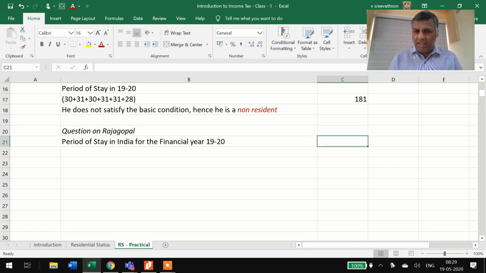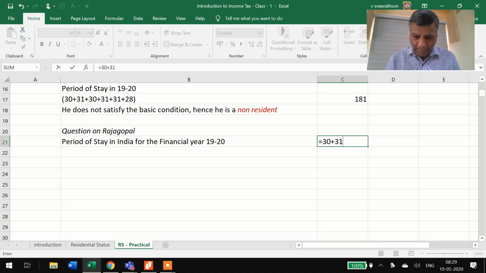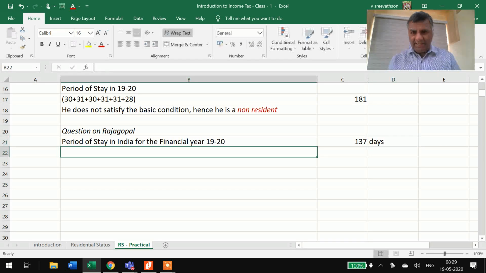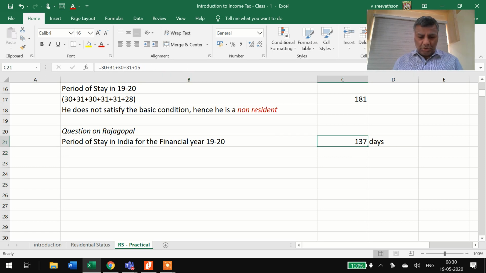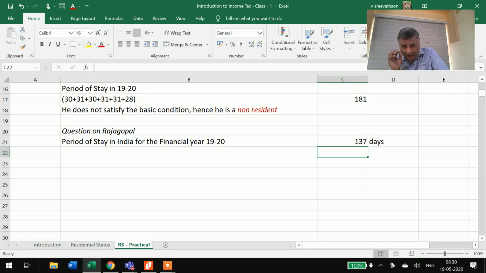Period of stay in India for the financial year 1920: April 30, May 31, June 30, July 31, and August up to 15 days. So totally, period of stay in India in the financial year 1920 is 137 days.